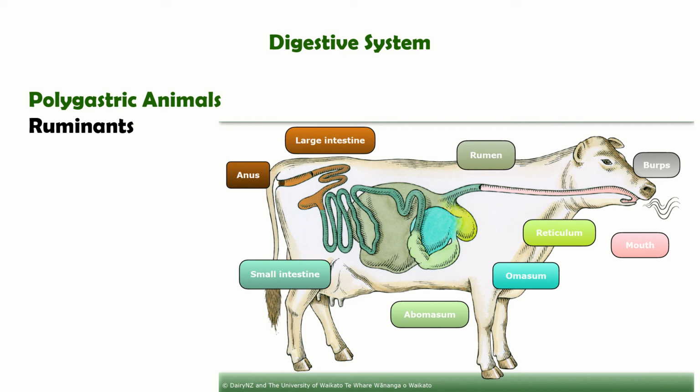Next part is the small intestine. Same function for the absorption of nutrients. Liver for the production of bile. Gallbladder, storage of bile. Large intestine for the water reabsorption. And also, they have cecum.